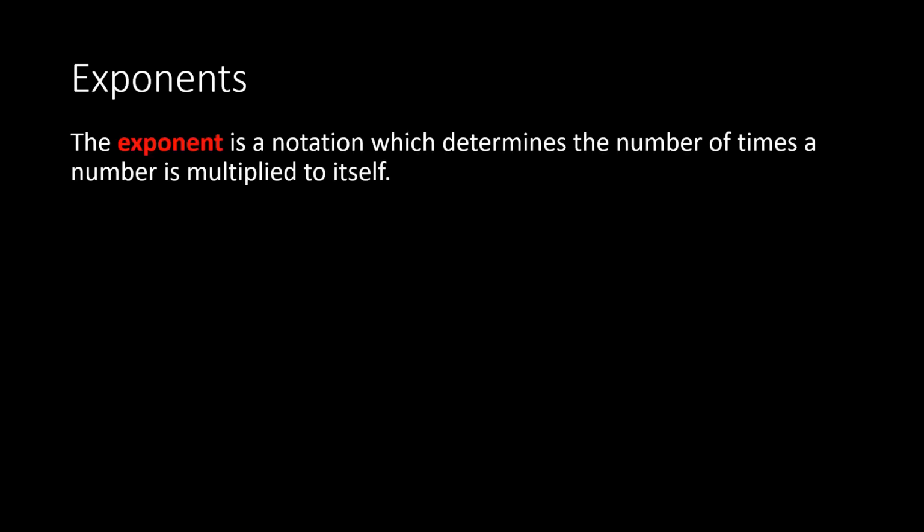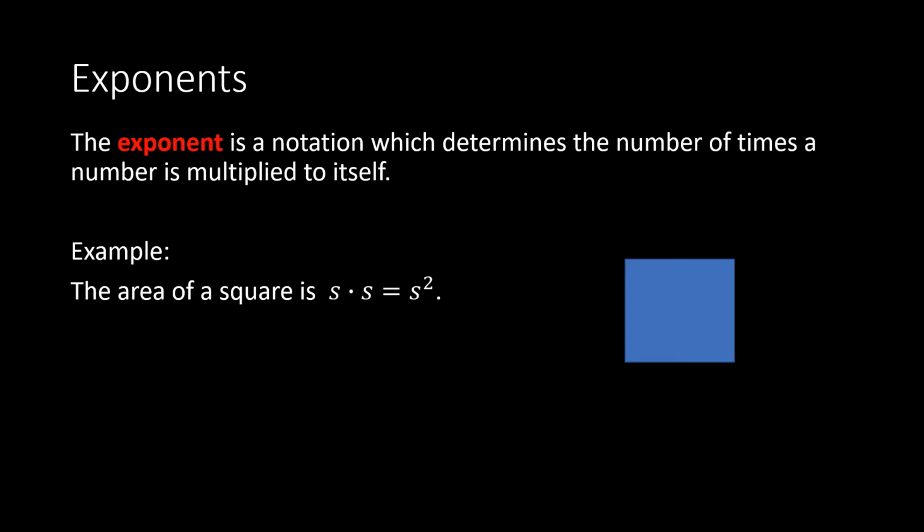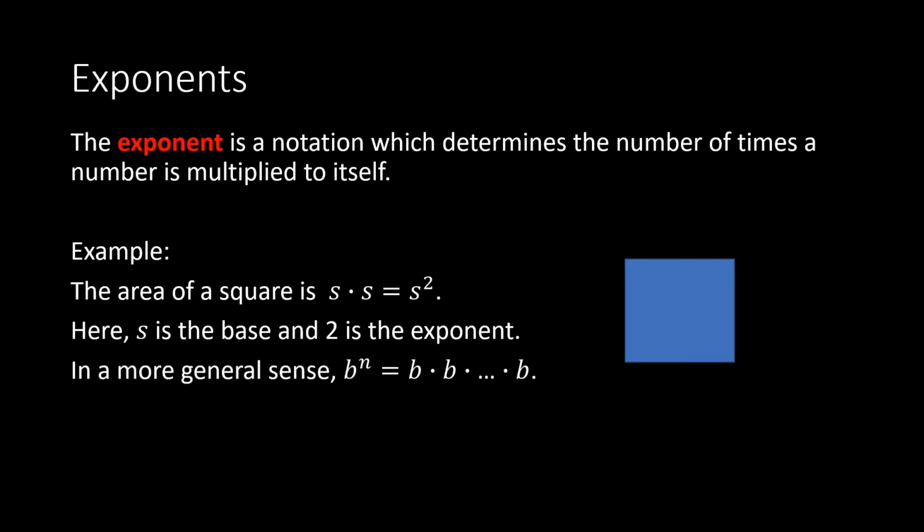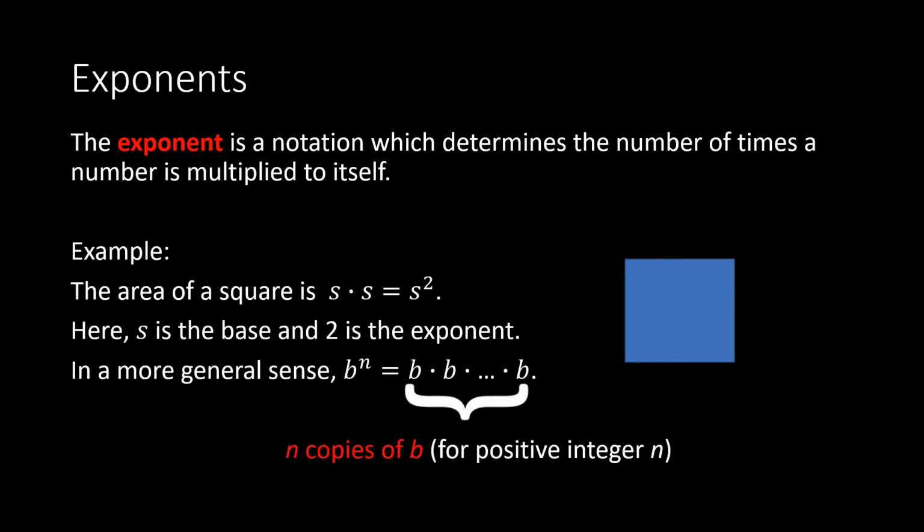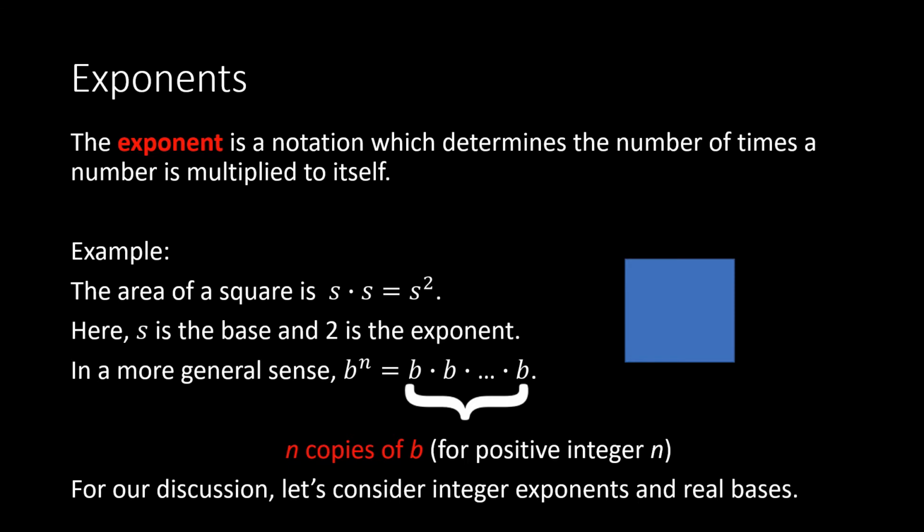The exponent is a notation which determines the number of times a number is multiplied to itself. For example, the area of a square is s times s, which is equal to s squared. Here, s is the base and 2 is the exponent. In a more general sense, b raised to n is equal to b times b and so on times b. We have n copies of b for positive integer n. For our discussion, let's consider integer exponents and real bases.